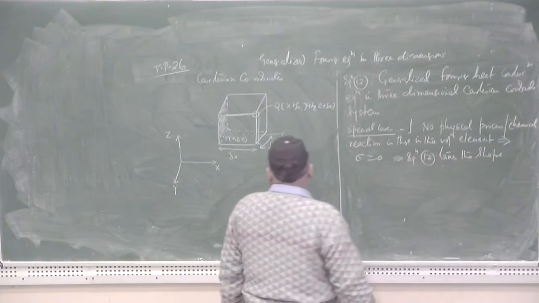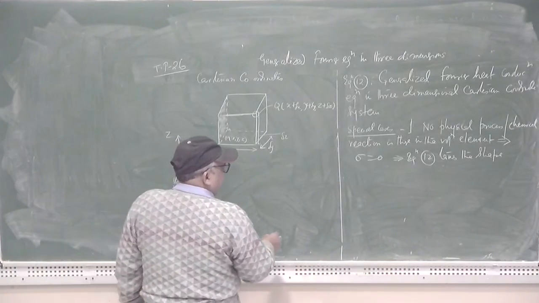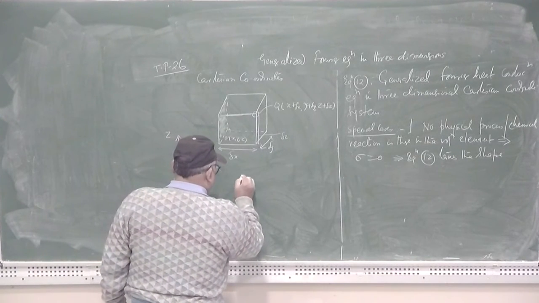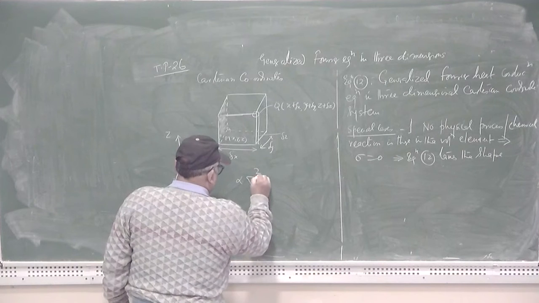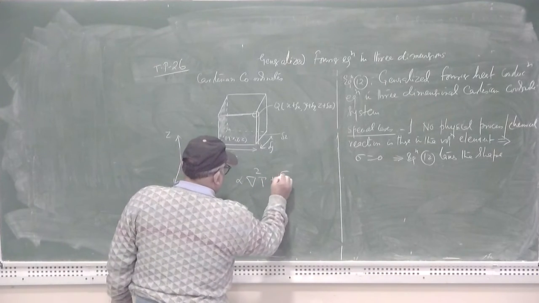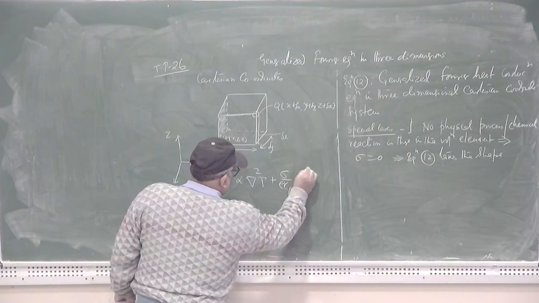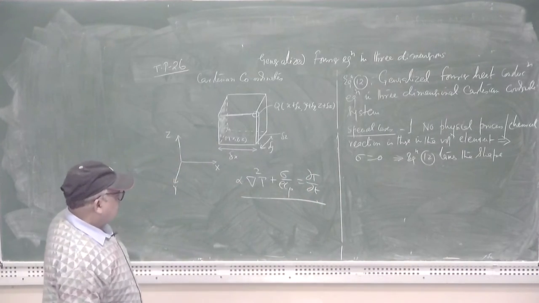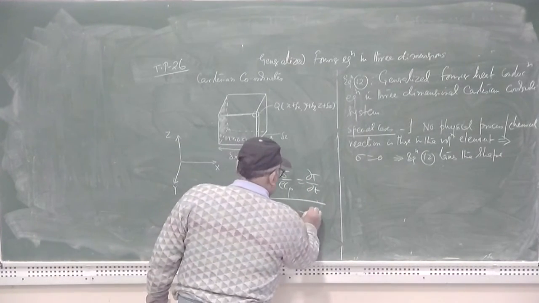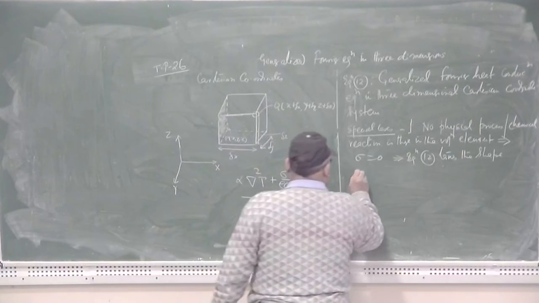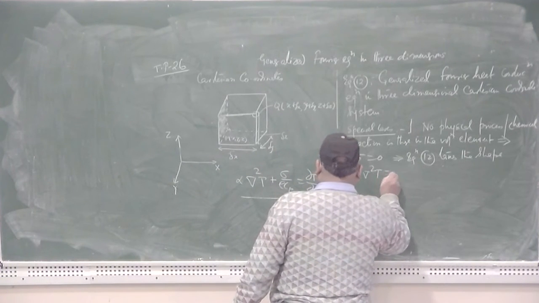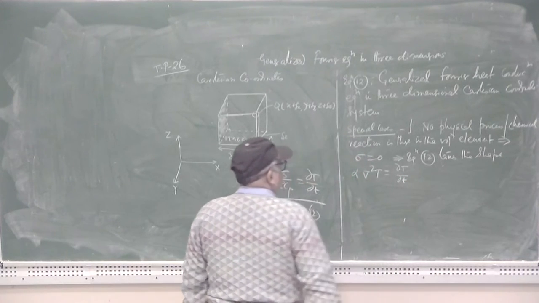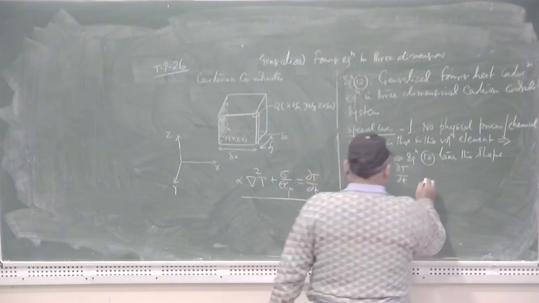Here it will be useful to write this equation, that is equation number 12, for discussing the special cases. So equation number 12 takes the shape alpha del square T, that is equal to ∂T upon ∂t. Equation number 13.